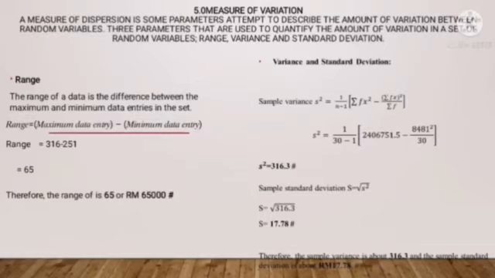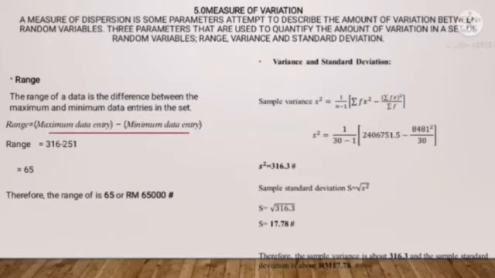Range. The range of data is the difference between the maximum and minimum data entries in the set. So the formula for range is maximum data entry minus minimum data entry. The range for our data is 316 minus 251, equal to 65. Therefore, the range is 65, or 65,000 ringgit. Next, we move to variance and standard deviation.